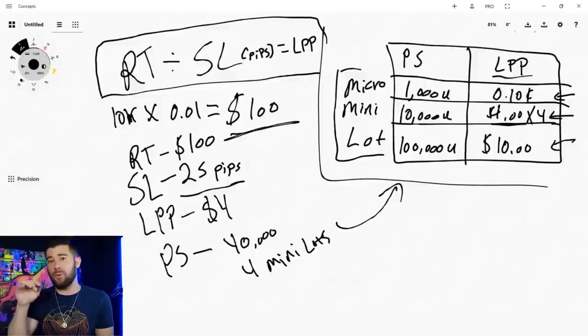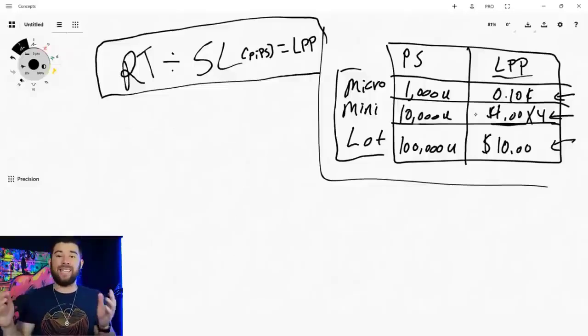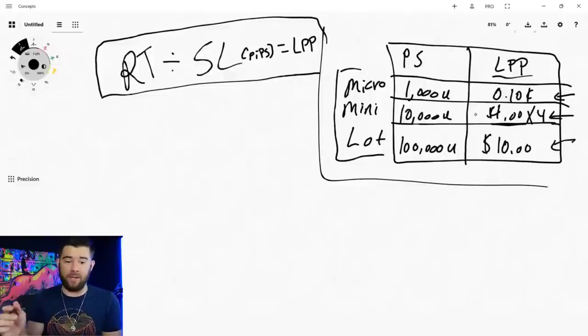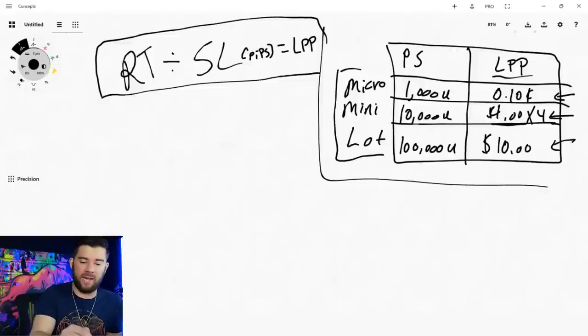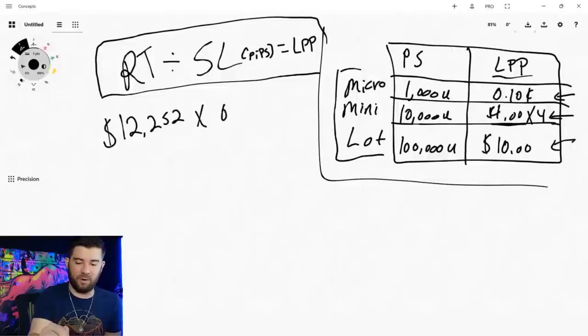So now let's go through a more complicated example. All right, keep in mind our formula that we have on the top here, and keep in mind our table we have over to the right. Now let's imagine we have an odd number in our account. Let's say we have $12,252 in our account. Now at this point, you may want to say, okay, I want to risk 3% of this, 0.03. We can do that on a calculator.